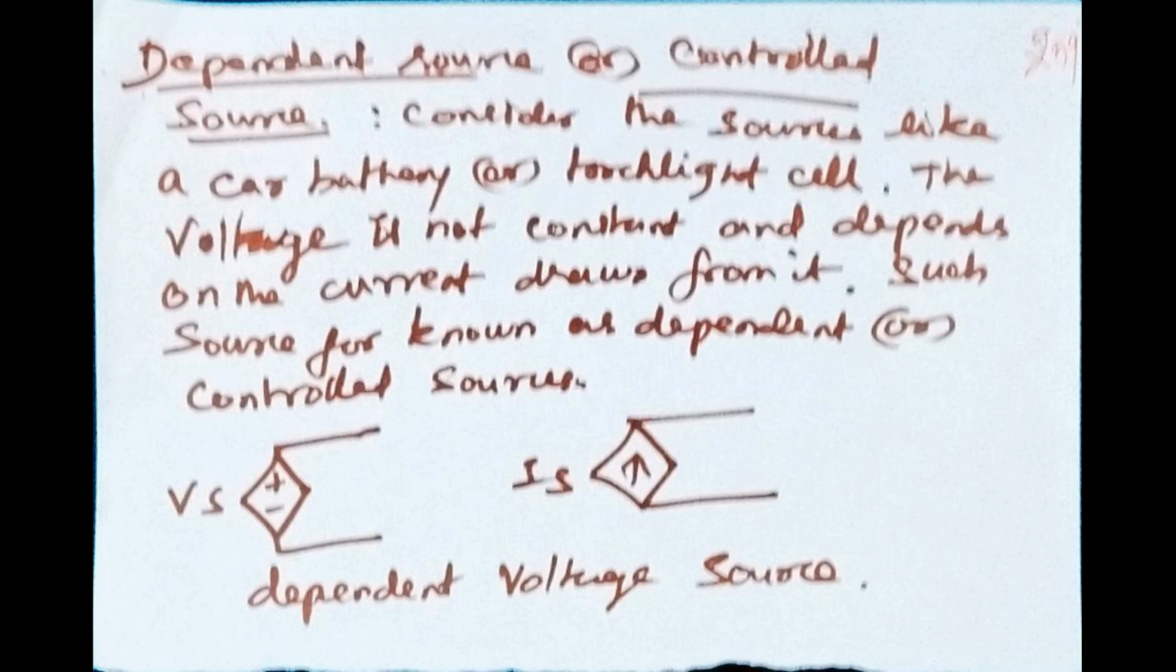Dependent source or control source. Consider sources like a car battery or torchlight cell. The voltage is not constant and depends on the current drawn from it. Such sources are known as dependent or control sources. The triangle source shown in the circuit, shown in figure, shown in notes, is a dependent voltage source.